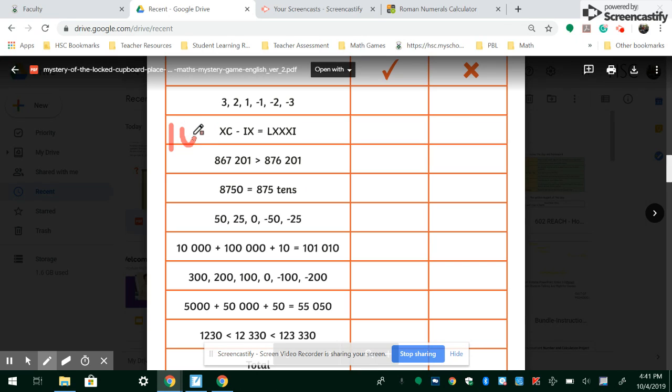XC represents 90. IX represents 9 in Roman numerals. We haven't covered this content yet. It's not on the grade 6 curriculum. And LXXI is, in fact, the Roman numeral for 91. So this does make sense. This is correct, and we can tick this off. Again, tally all the ticks and X's and follow the instructions to identify what the clue tells you here.